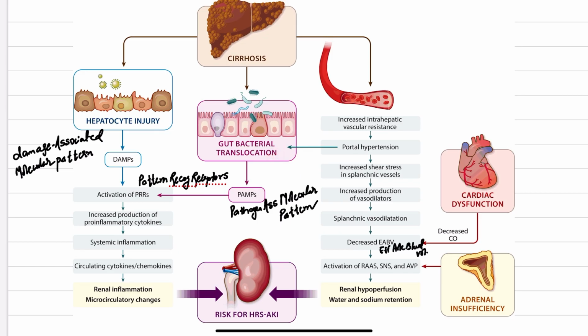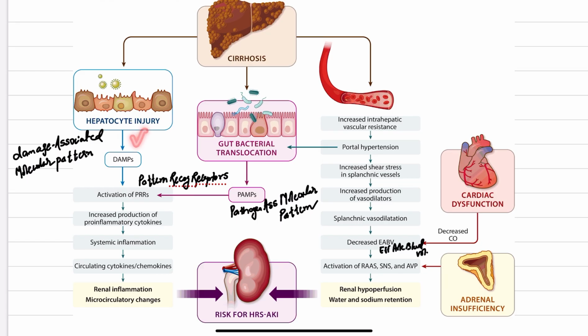translocation. These factors will increase the shear stress in the splanchnic vessels, also leading to increased production of vasodilators, and ultimately lead to splanchnic vasodilation. This is the important part. That will decrease the effective arterial blood volume and it will activate the RAS, the sympathetic nervous system and atrial vasopressin, which will lead to renal hypoperfusion and water and sodium retention. All this pathophysiology ultimately leads to HRS AKI, or hepatorenal syndrome.